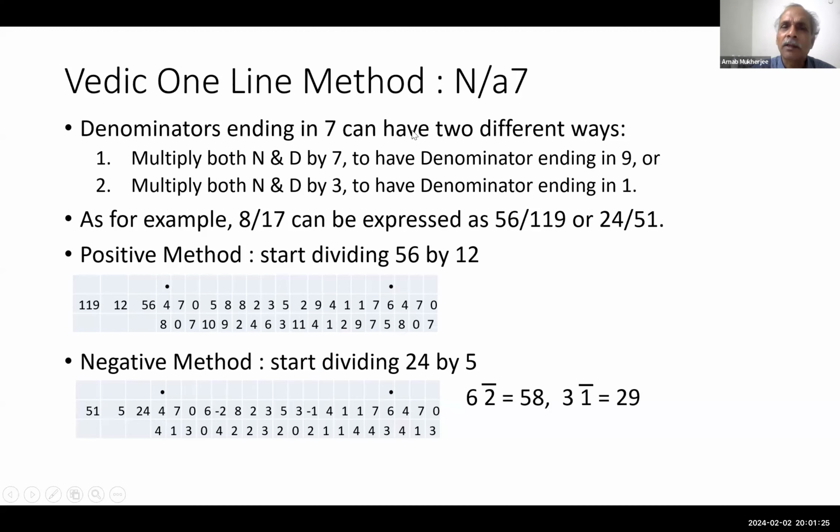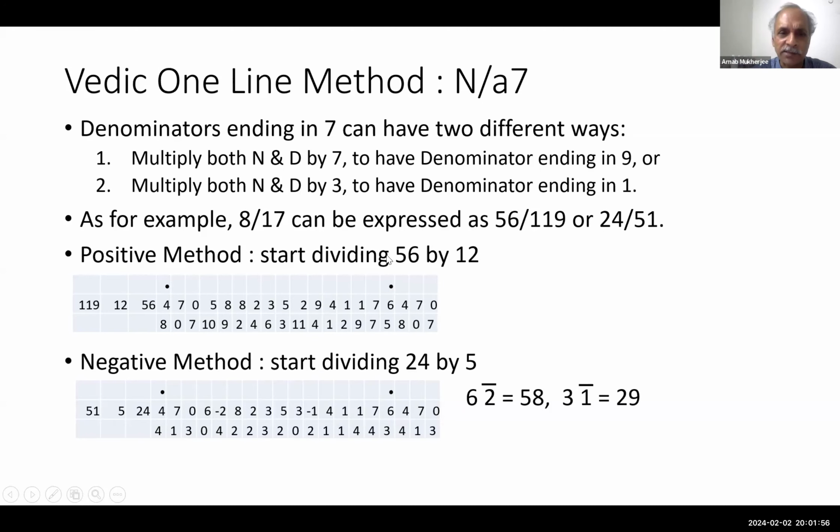Earlier it was shown by multiplying by 7, but instead you can multiply by 3, it is a choice. Either you do the positive method by multiplying by 7 in both numerator and denominator, or multiply by 3 in both numerator and denominator, and then it will be done by the negative method. Say 8 by 17 can be expressed as either 56 by 119 or 24 by 51.